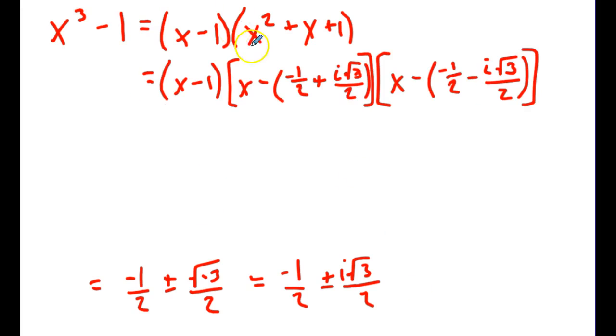Now that we know all 3 solutions, we can break this down into the 3 individual factors. Final factorization is x minus 1 times x minus the quantity -1/2 plus i radical 3 divided by 2 times the quantity x minus -1/2 minus i radical 3 divided by 2. We had to use polynomial identities and the quadratic formula to rewrite this in an equivalent form.